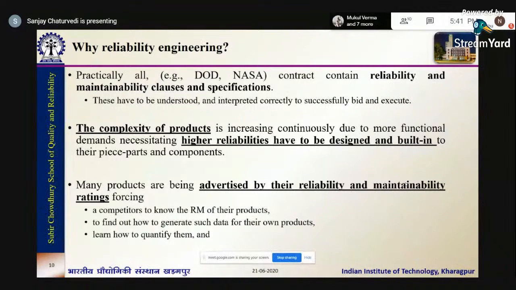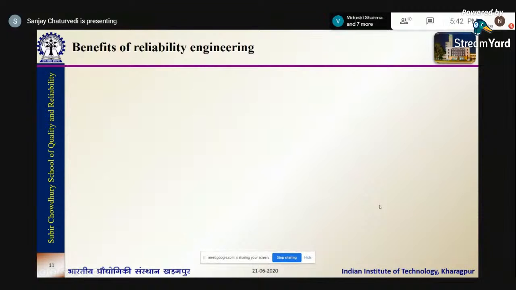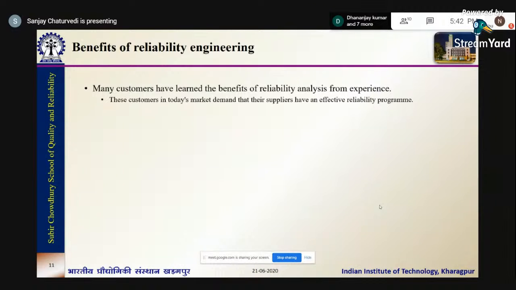Learn how to quantify them and how to interpret those ratings for their own products. So these are certain of the reasons, and this comes to the benefits we get. Many customers have learned the benefits of reliability analysis from experience, and they want whatever they are buying, their supplier must have an effective reliability program. And this becomes our customer requirement.